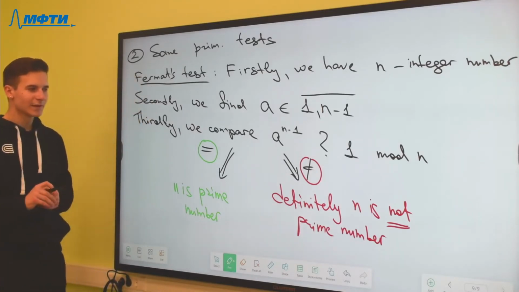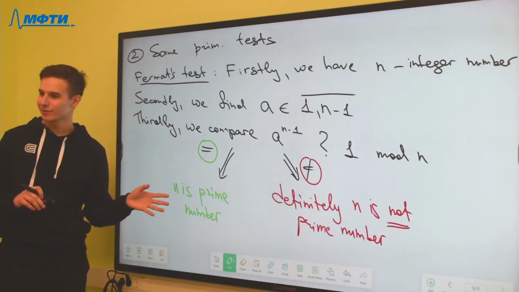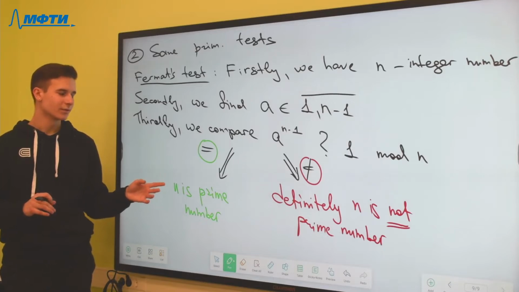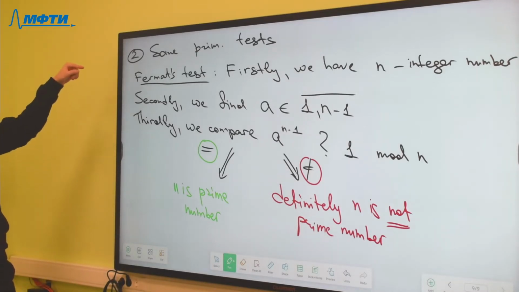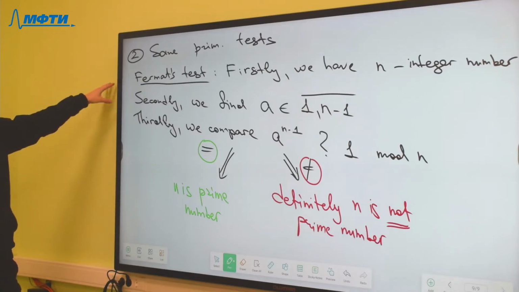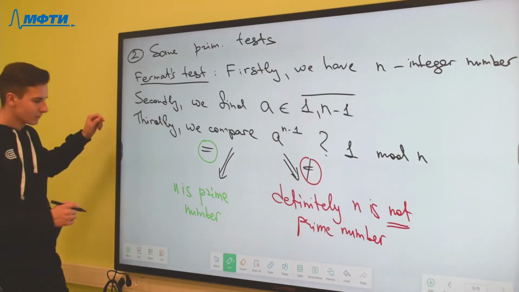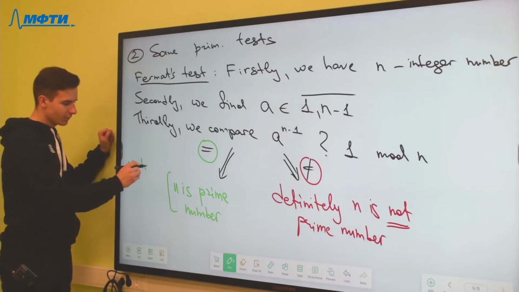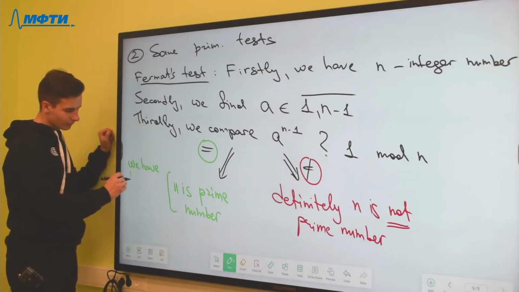But in some cases, we get it wrong. So we say that it is not a deterministic test. So in this case, we have probability.